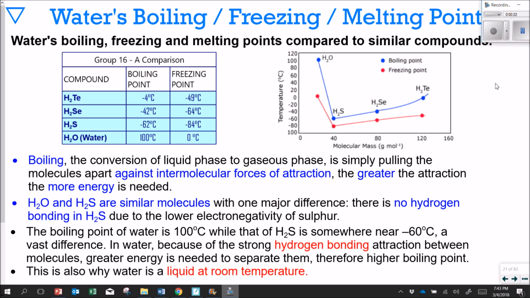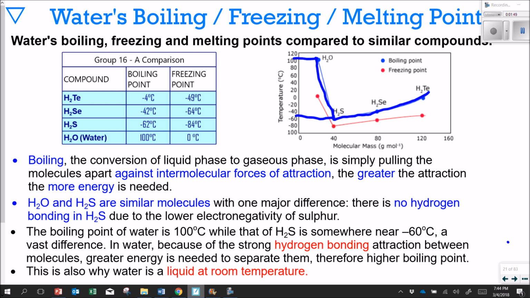Water's boiling, freezing, and melting points are a lot higher than for similar molecules with similar sizes and masses. To illustrate this, we can look at the boiling point trend on this graph. Water is H2O, and we can compare its boiling point to similar molecules in group 16 of the periodic table, so H2S, H2Se, and H2Te. Looking at the trend on the blue curve, we see that as the molecules decrease in mass, the boiling point also decreases. But as we get to water, suddenly the boiling point shoots up to 100 degrees Celsius, up from -60 for H2S. So why is that?